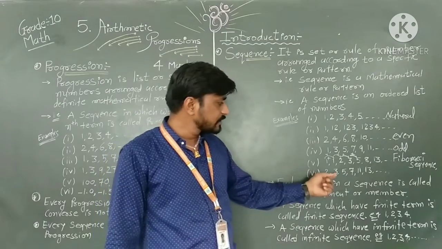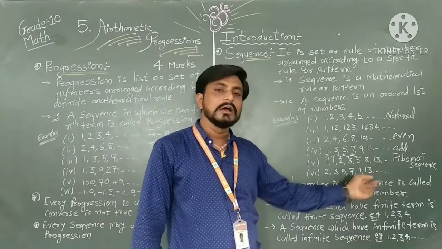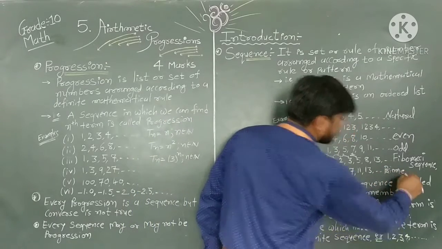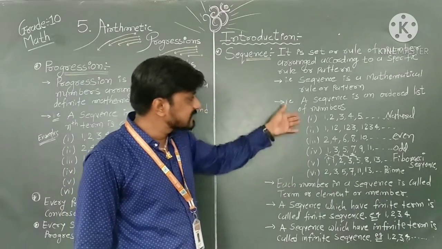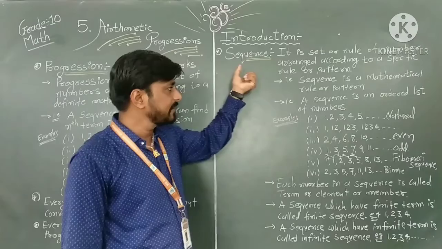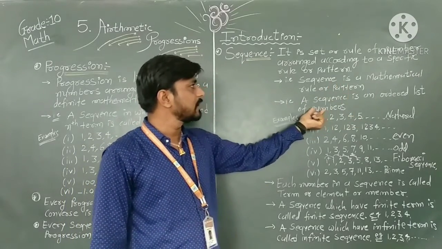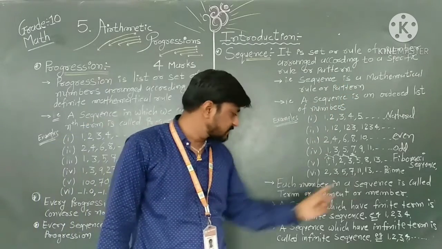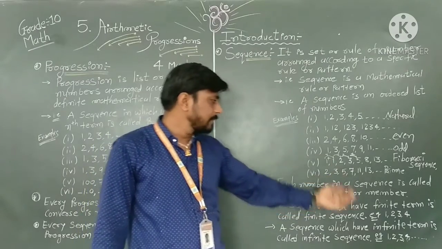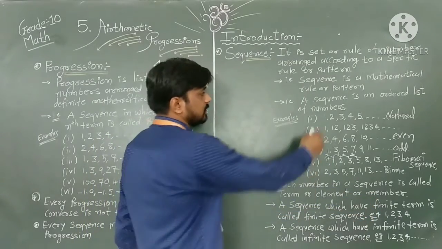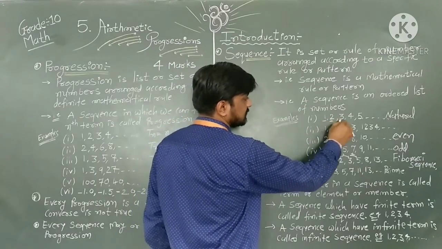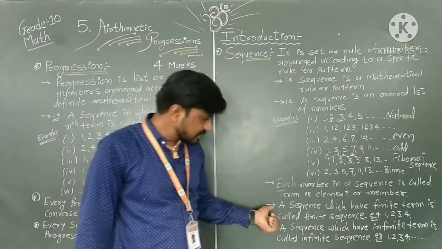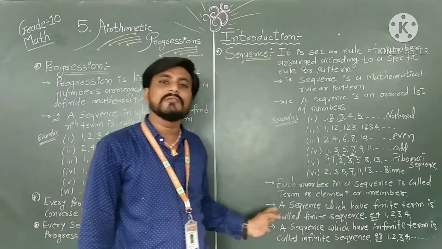Now look here, 2, 3, 5, 7, 11, 13 up to infinity. I write here all prime numbers. This is a set of prime numbers. So these are all examples of a sequence. Again I repeat, a sequence is an ordered list of numbers in a mathematical rule or pattern. Each number in a sequence is called a term or element, or sometimes a member. Here this is the first term, this is the second term, this is the third term.